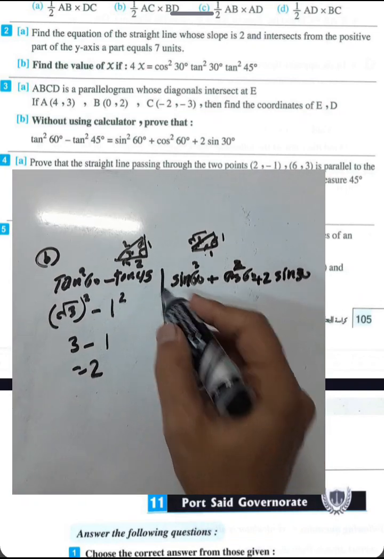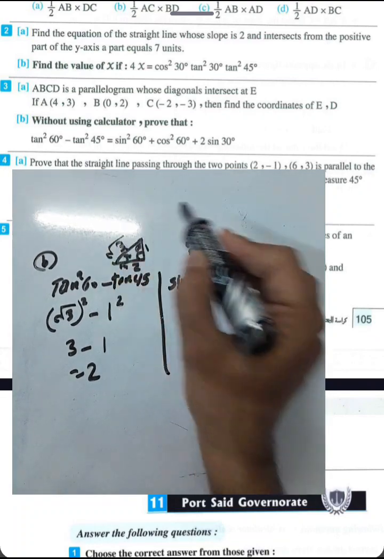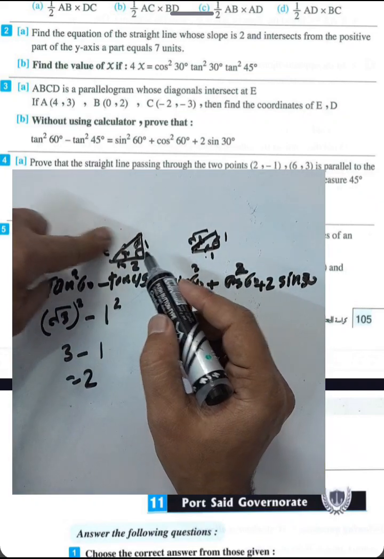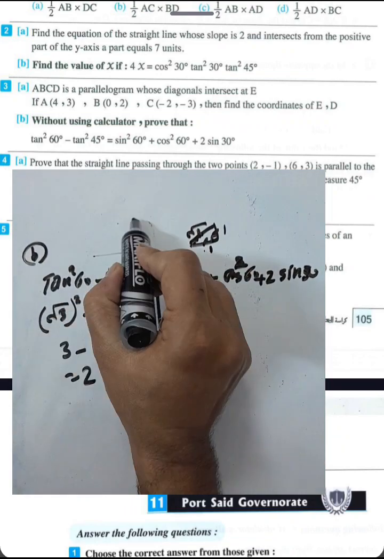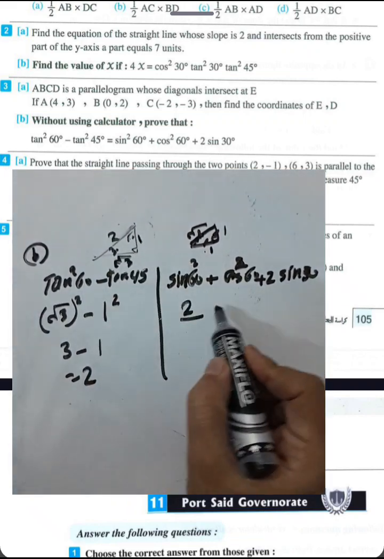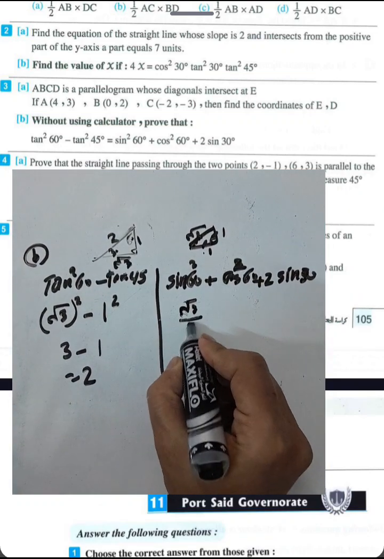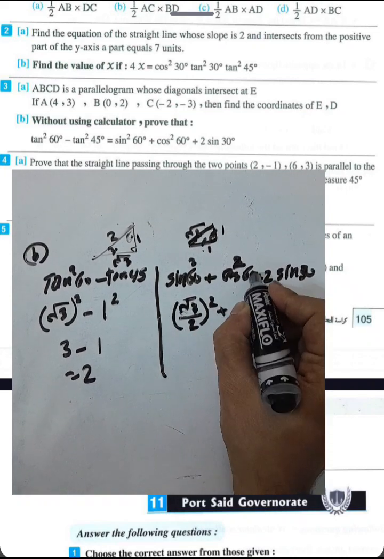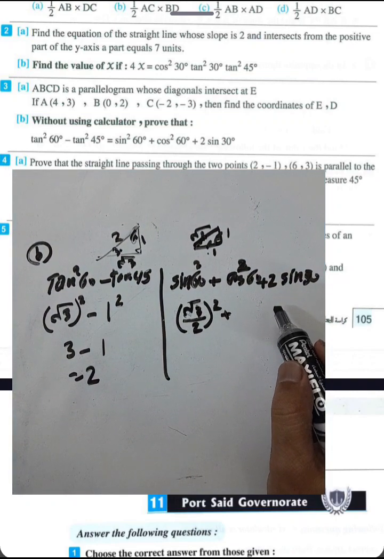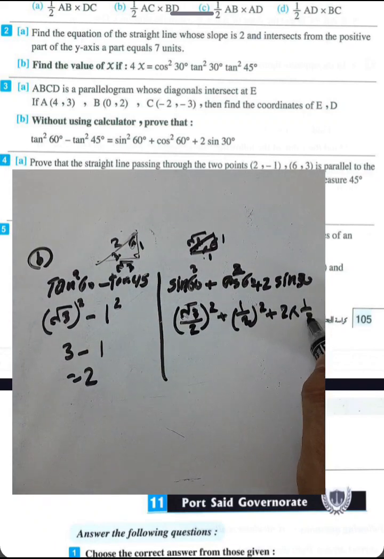And sin 60, we have root 3 here. With 60 and 30, sides 1, 2 and root 3, sin 60 here is root 3 over 2, whole power 2, and cosine 60, exterior, cosine is adjacent over hypotenuse, 1 over 2, power 2, and 2 times sin 30, it will be half. 2 times half equal 1.